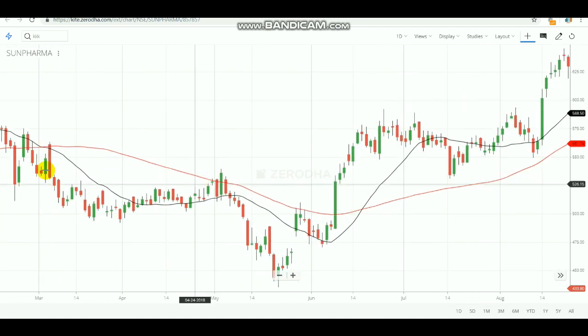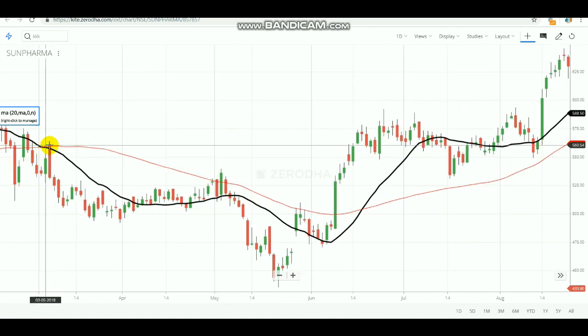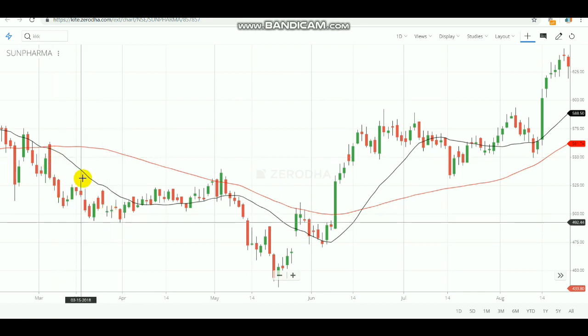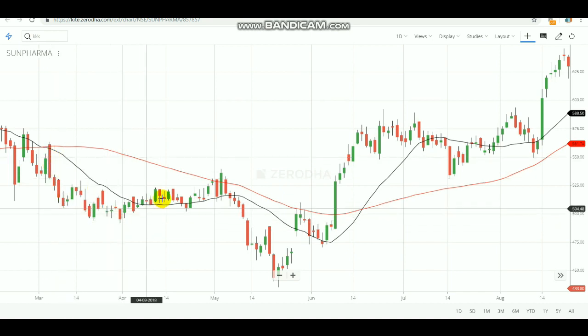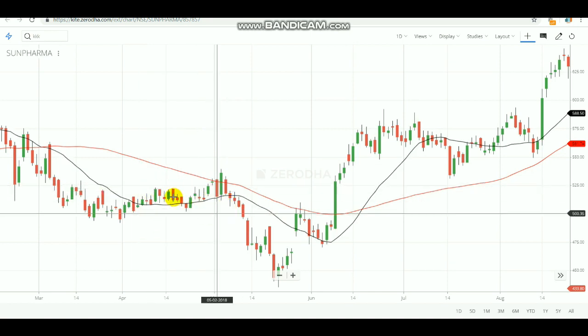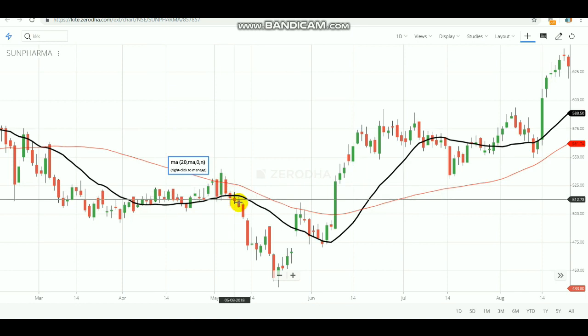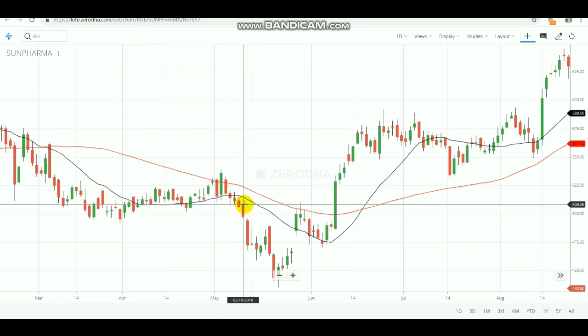Here again, the Sun Pharma downtrend has been formed. So at this candle, you would have sold at this point. After you sold it, you would have earned the profit, and then again it went to this level. After it went to this level, again the candles came down. That means the market is still in downtrend, as I said before. So you need to sell at this point.